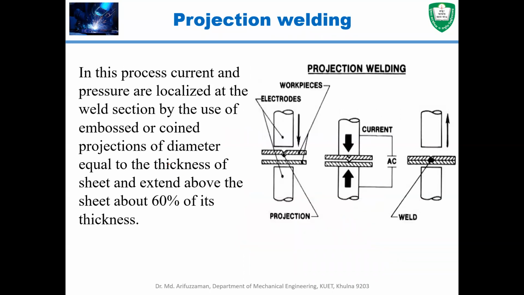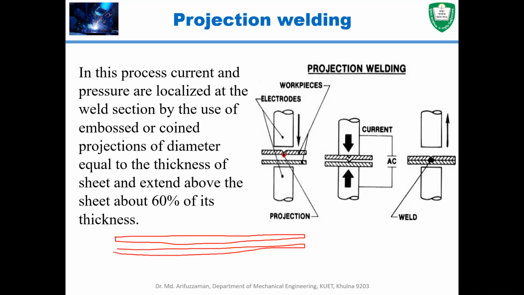The next one is projection welding. It is very similar to spot welding; all other processes are similar. The only difference is that in this case the workpieces have to have some kind of projection. Let's say you have a long sheet like this, and you want to join it to another sheet like this. Then where do you want to make the joint?